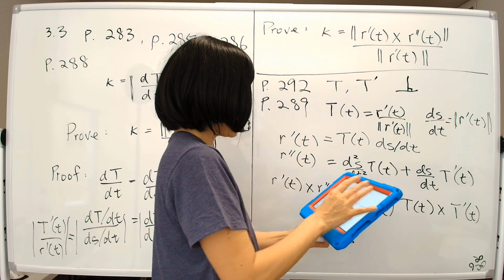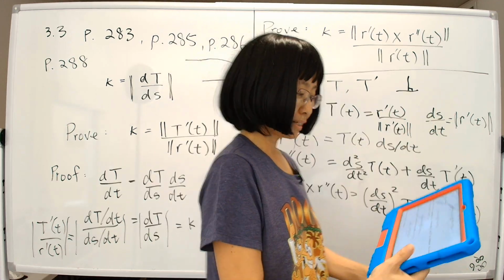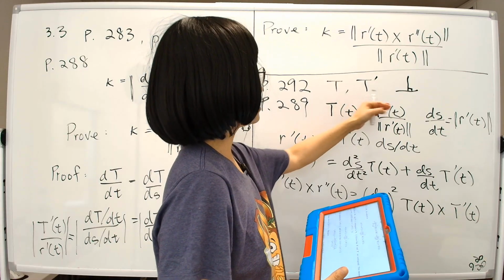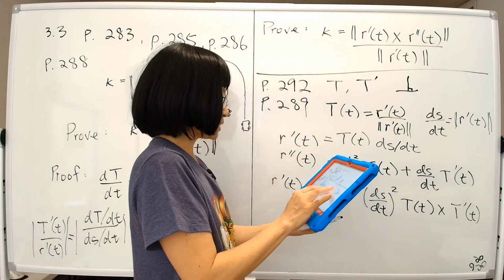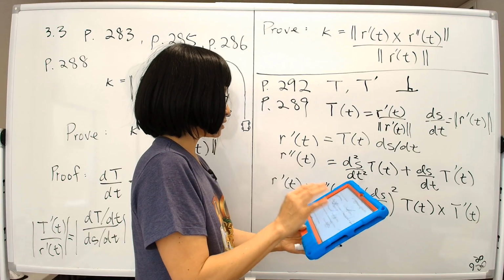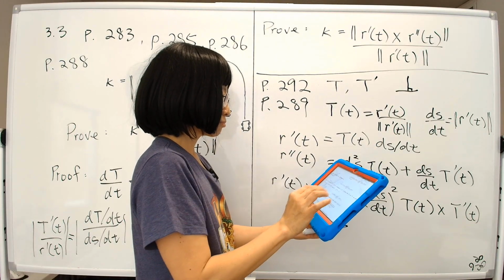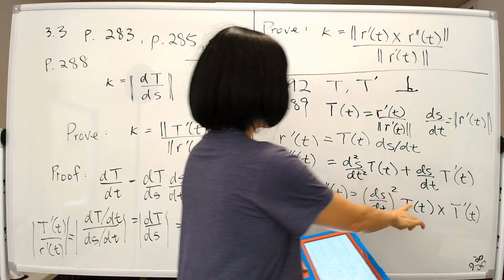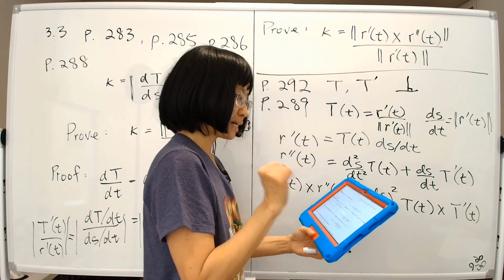All right. Now the next thing, we know that T and T prime are orthogonal. I said it right here. T and T prime are perpendicular, as we proved a few minutes ago. That means the cross product then equals to... the angle between them is 90 degrees.